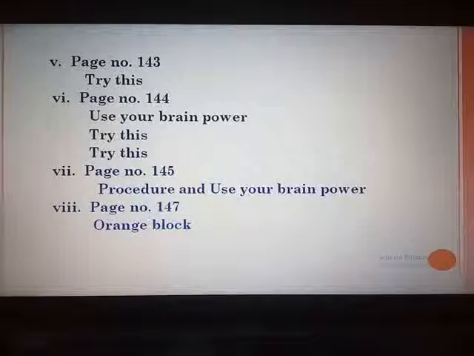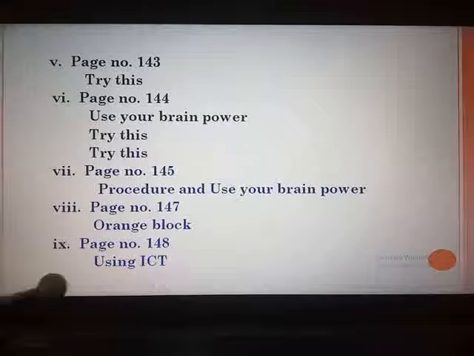Now the last page of this chapter, page number 148, right on the top above the biogas plant, you can see a green block stating using ICT. Remove that green colored block.